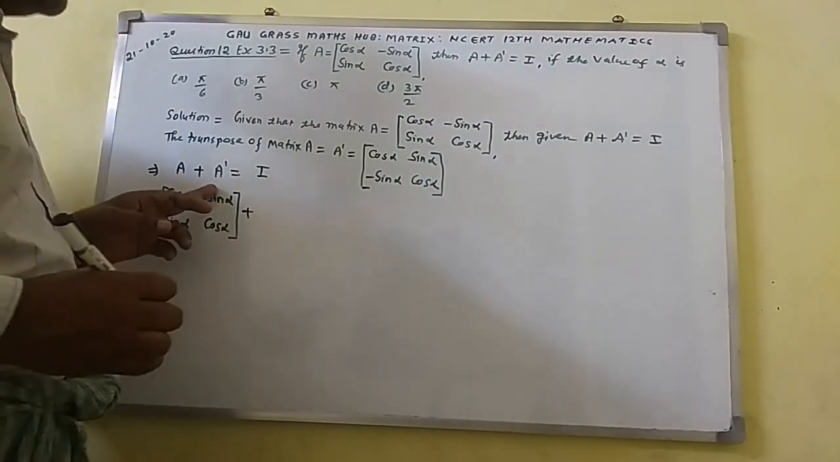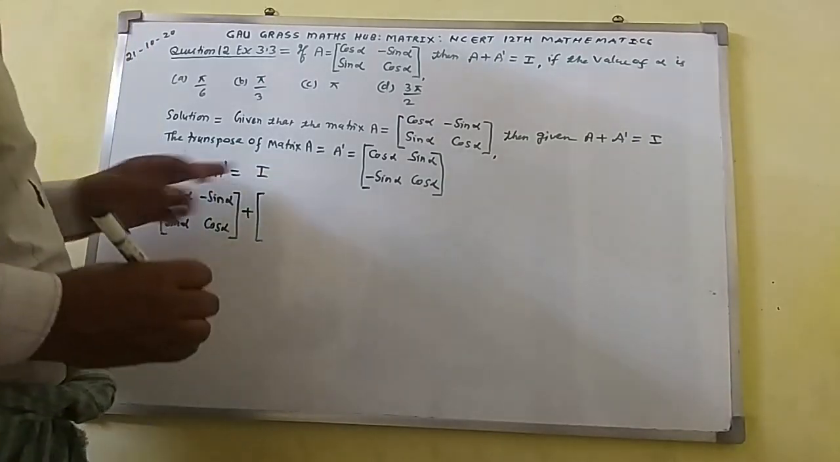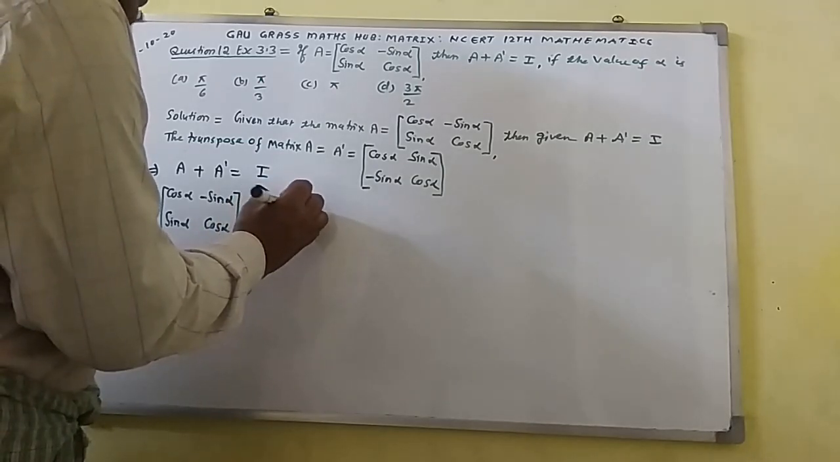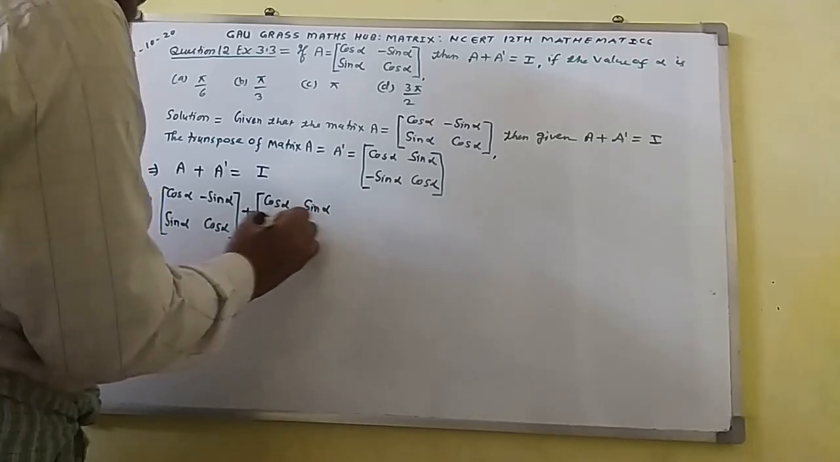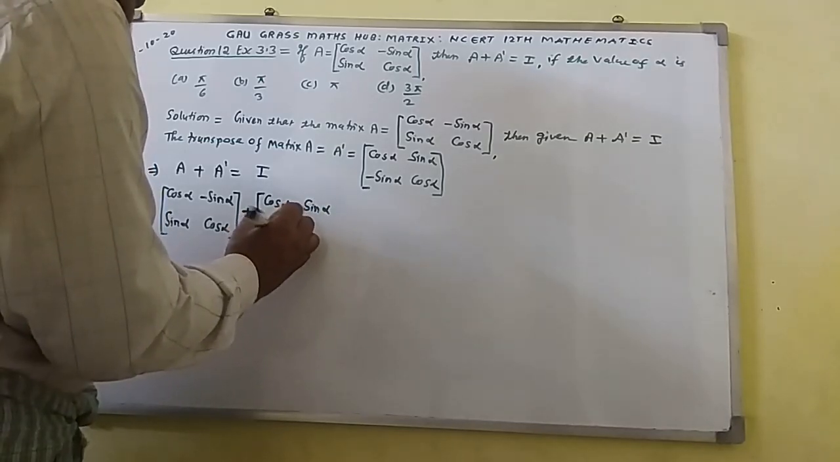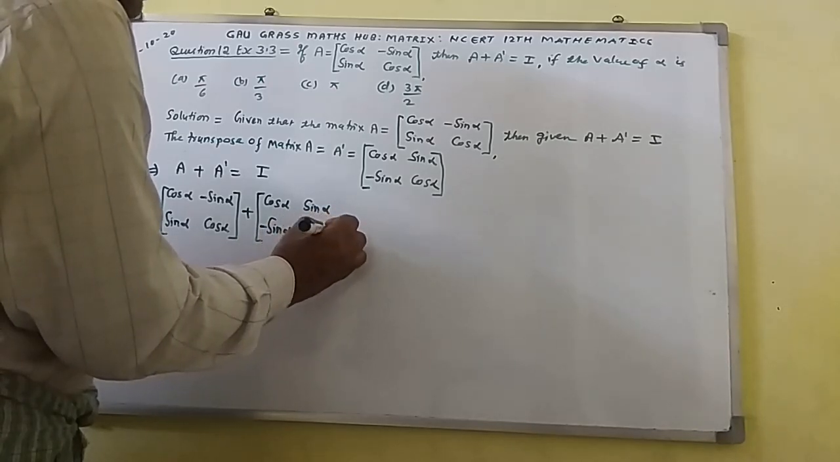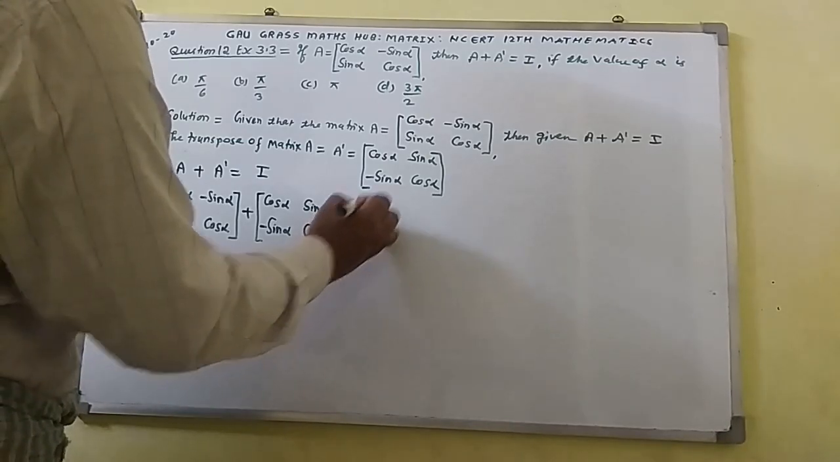transpose of the matrix A. In place of A dash I shall write this one: cos alpha, sin alpha; minus sin alpha, cos alpha, equal to identity matrix.